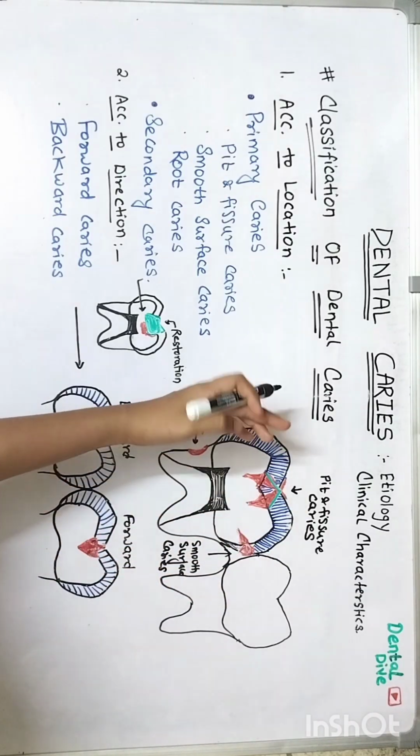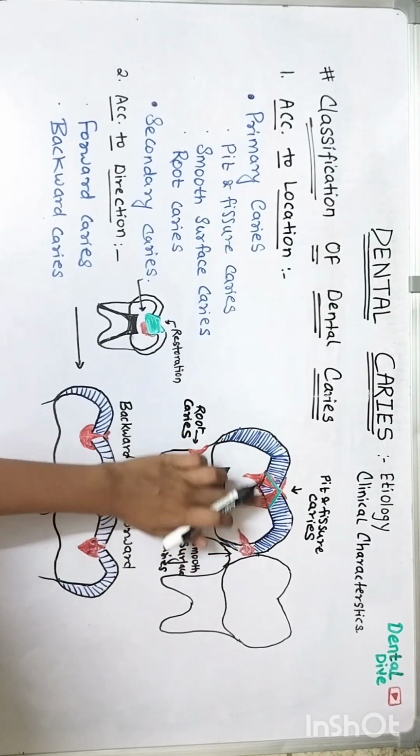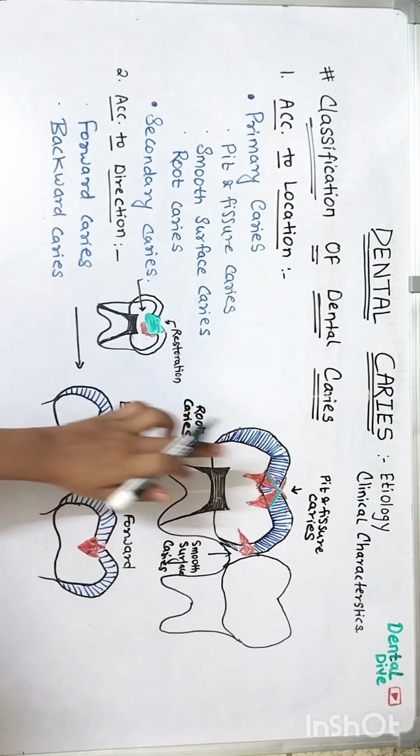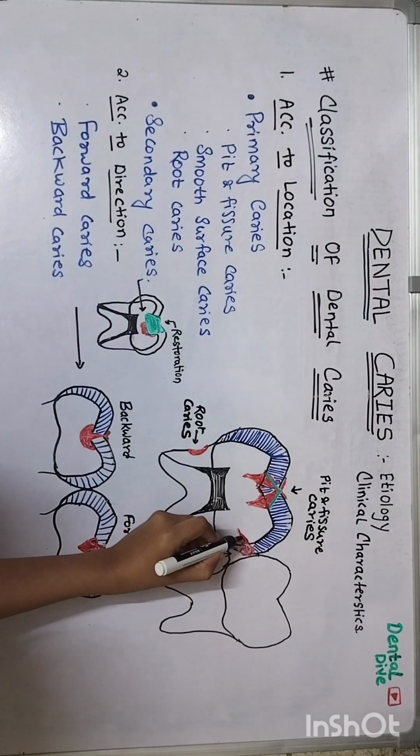As you have seen in patent fissure caries, the area of entry is narrower but towards the DEJ it gets broader. In cross section, the smooth surface caries also shows a V shape.